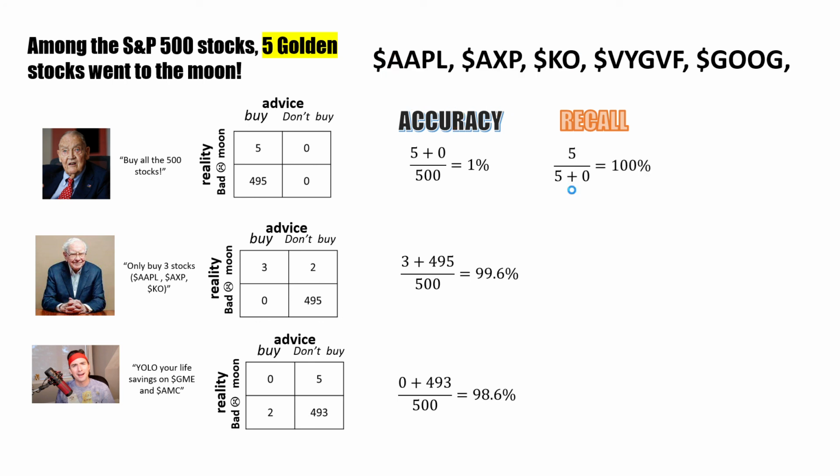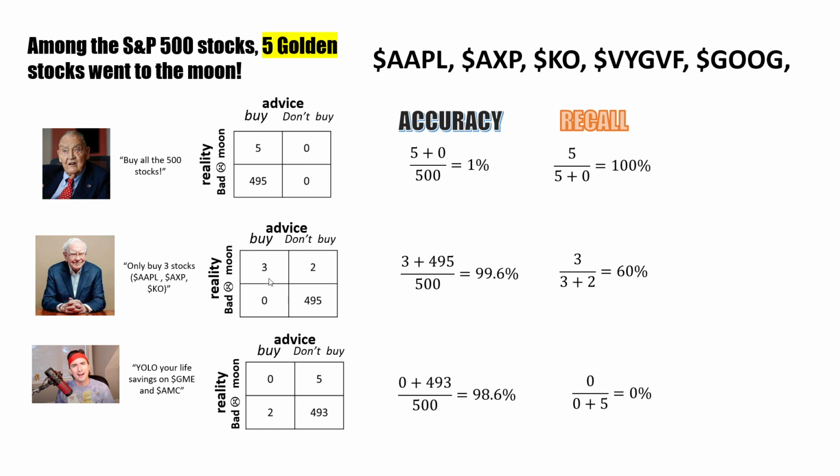So for Jack Bogle, the true positives is 5 divided by true positives and false negatives, which end up being 5, as I told you. So 5 over 5 is 100% recall, right? How about Warren Buffett? It's going to be 3 divided by 3 plus 2, which is 60%. And then the Roaring Kitty is going to be 0 divided by 0 plus 5, which is 0%. So when you consider the recall, you would see that Jack Bogle is actually doing much better than Roaring Kitty. And he is also doing better than Warren Buffett.